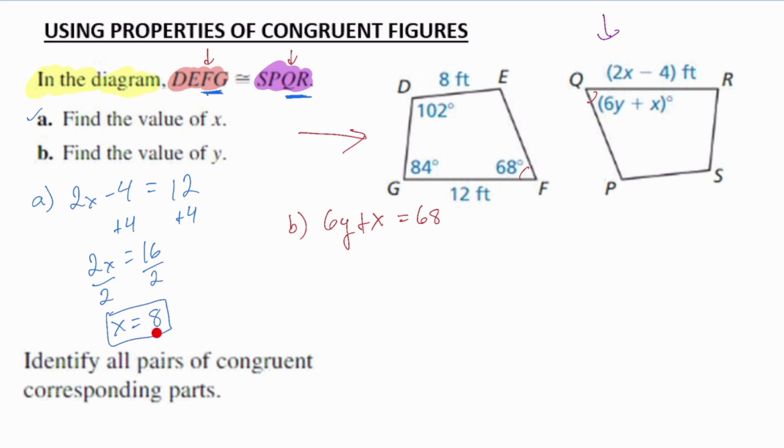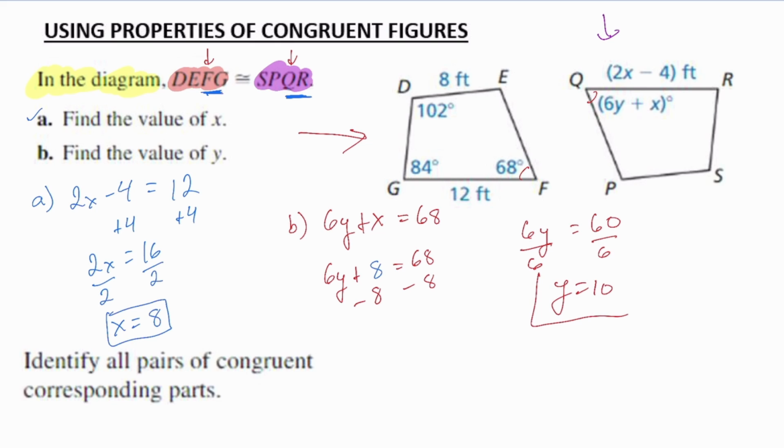And because I've found the value of x being 8, I can use substitution and substitute the value of x in here. So I have 6y plus 8 is equal to 68. From here, I can subtract 8 from both sides, which gives me 6y is equal to 60. Divided by 6 leaves me with y is equal to 10.